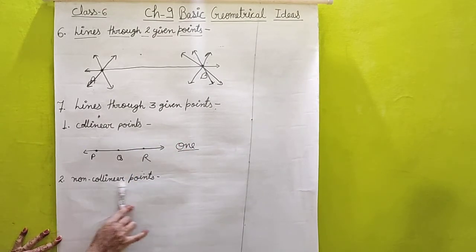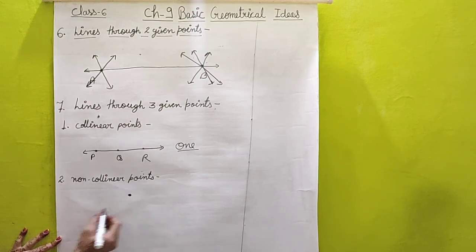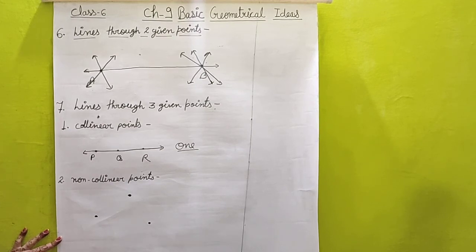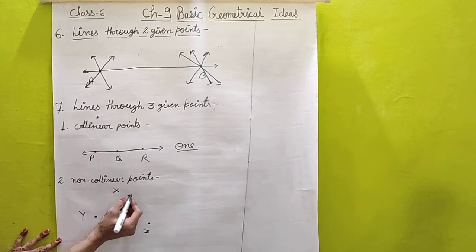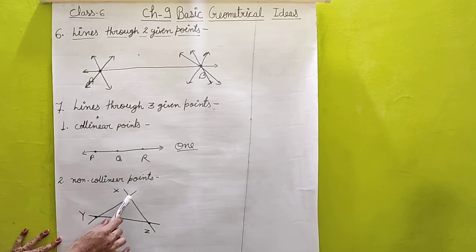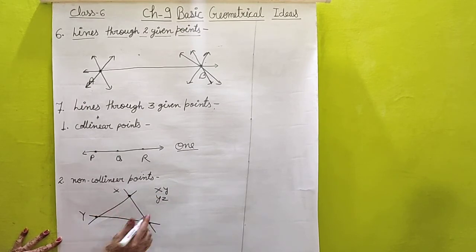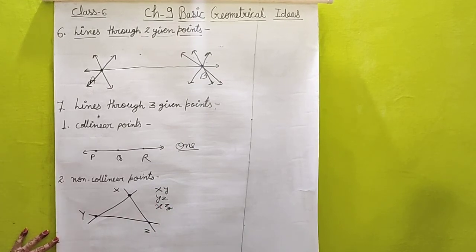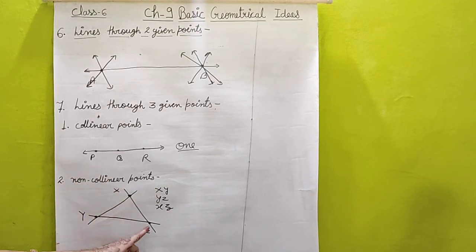But students, suppose points are not collinear, which means they are non-collinear. Suppose one point is given here, one here, and one here. How many lines can we draw? Suppose these are points X, Y, Z. One line like this, one line like this, and another line like this. So how many lines can you draw? 3 lines: XY, YZ and XZ. In these 3 lines only two points are included each time, not all the points.